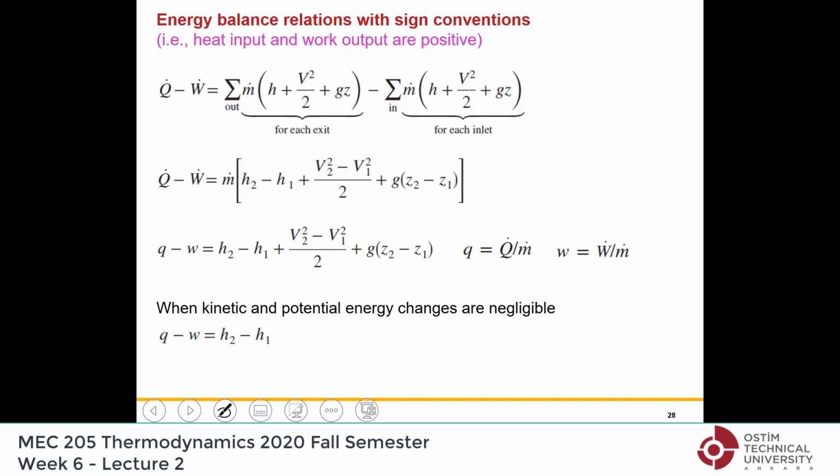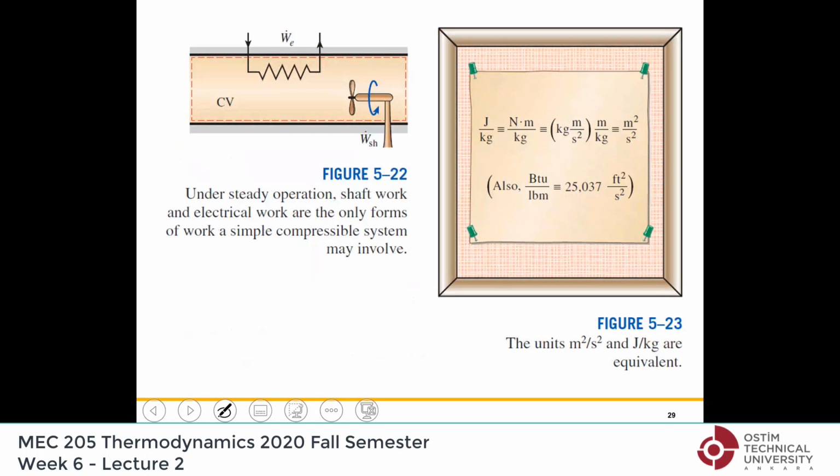If you use a sign convention, you can write it this way, but no need to use that one there. Also, keep in mind that when the kinetic energy is high and you want to include it, velocity is in meter per second, right? And velocity squared is meter squared per second squared. You can show that this is the same as joule per kilogram.